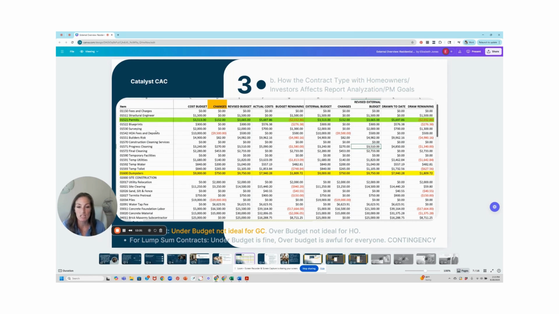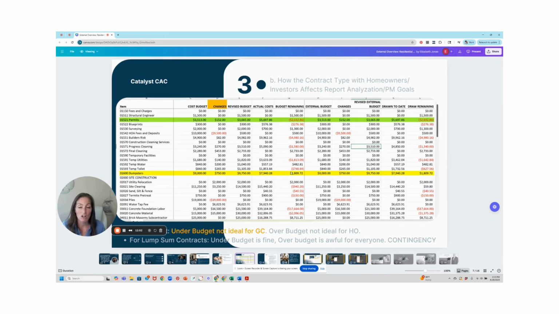And so if you can see here, the line item that's yellow, the dumpsters, they estimated that it was going to be 9,000. They did a change order. They thought they were going to need an extra dump, so it would be 9,750. They only ended up spending 7,900. So there was 1,800 under budget. That's great for the homeowner. Not so great for the GC.